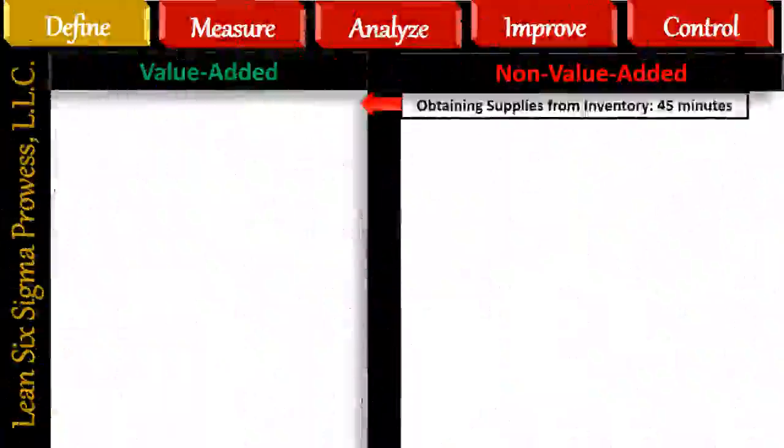As we go through each activity, we will place the activity on the value-added analysis chart underneath the correct heading. For instance, if the activity is value-added, it will go on the left-hand side underneath the value-added heading, and if it is non-value-added, it will go on the right-hand side underneath the non-value-added heading.